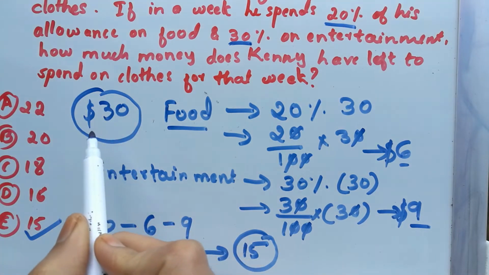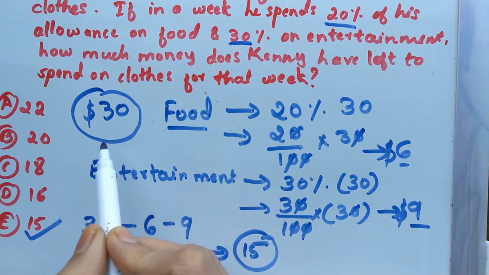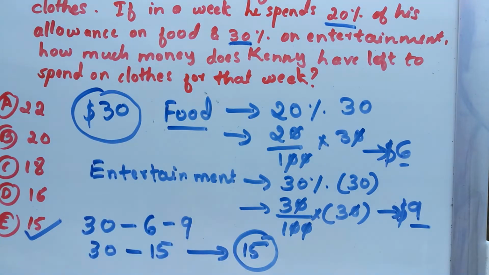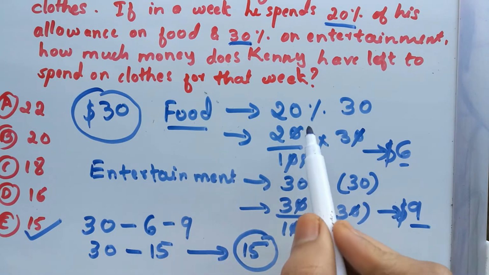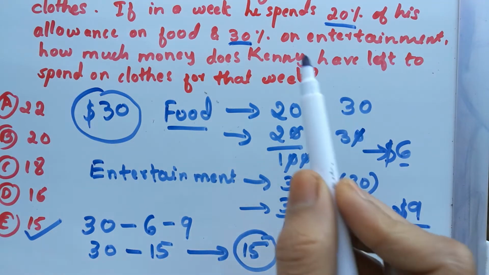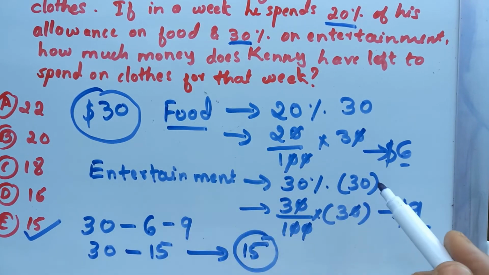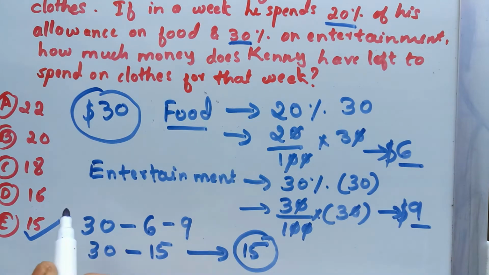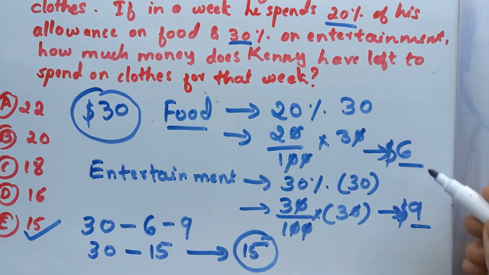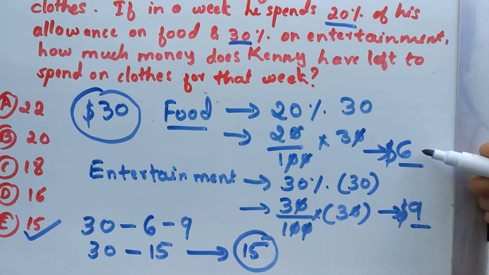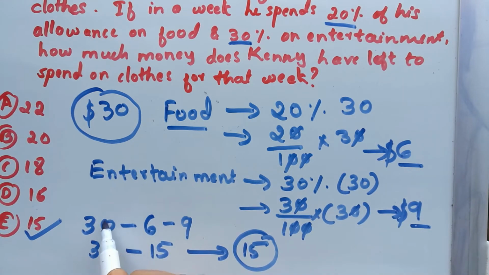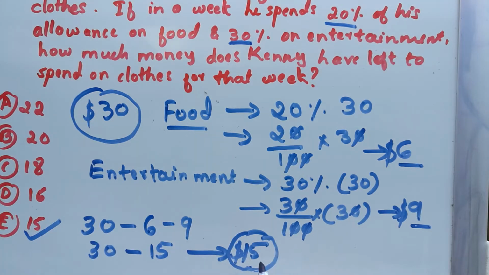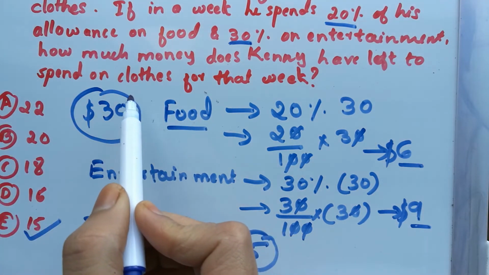He has total $30. So among $30, he spends 20% on food. So 20% of 30 means $6. And for entertainment, he spends 30%. 30% of 30 is $9. So this is 9 plus 6 is 15. So this $15 he spends for clothes.